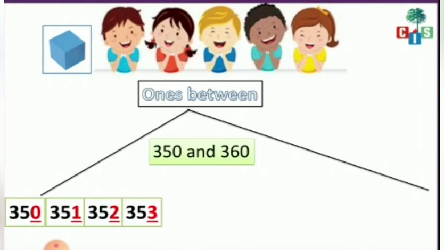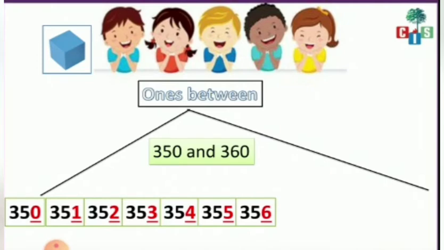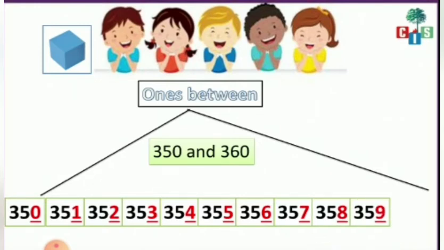353. After 353, my answer is 354. So last number is 4. So after 4, the number will be 5. So you will read it as 355. After 355, 356. After 356, 357. After that, 358, 359. What comes after 59?